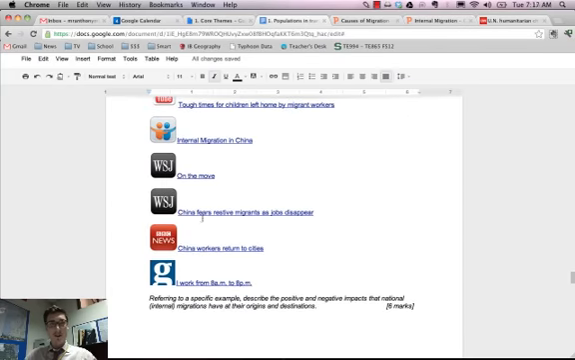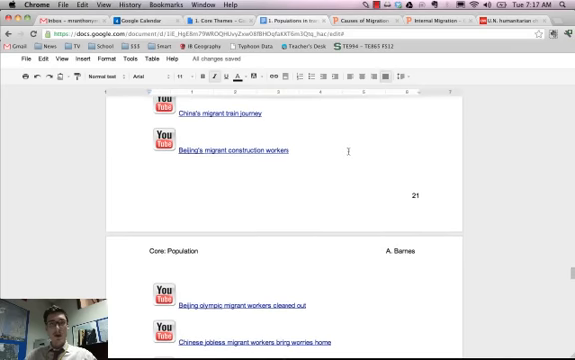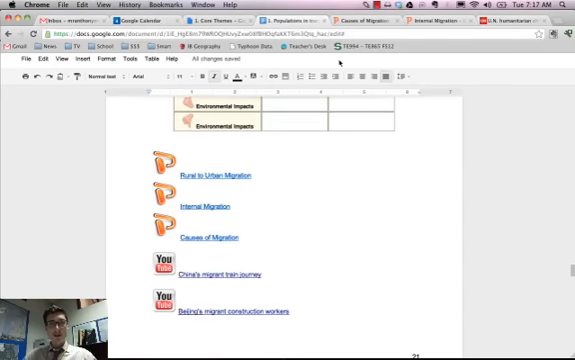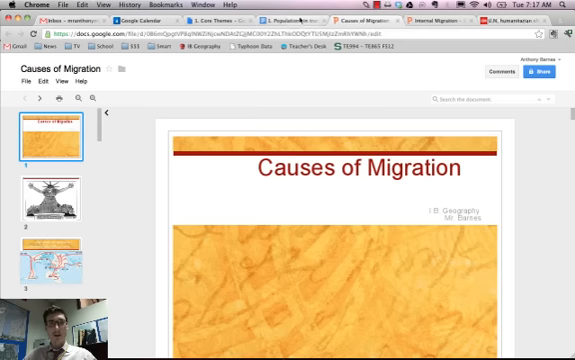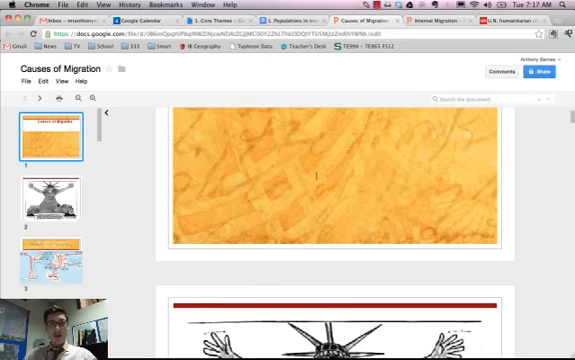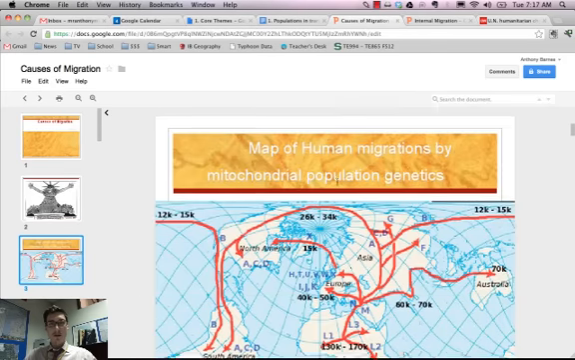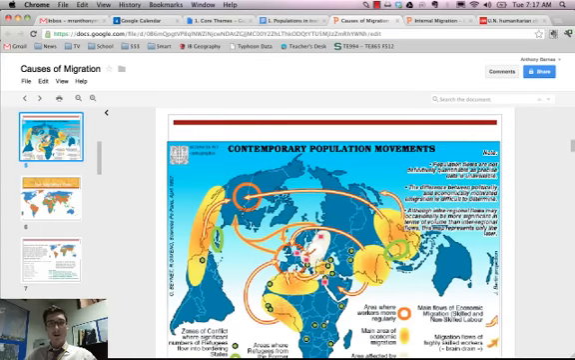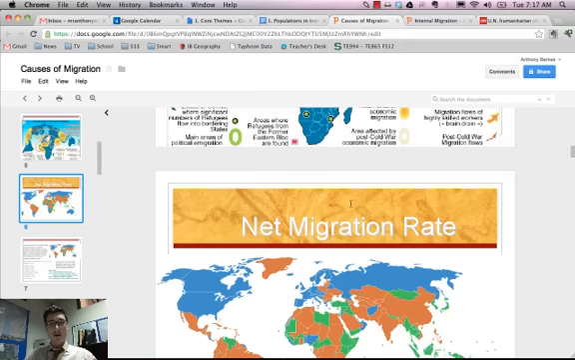And then the articles down here are also really interesting, give you some good ideas for filling in this chart. But I'm just going to give you the basic stuff. So if you click on causes of migration here, the PowerPoint will pop up, and you can check out this PowerPoint. I think I might have went over it last year. It talks about human population and migration worldwide. Talks about global migration, that sort of thing.